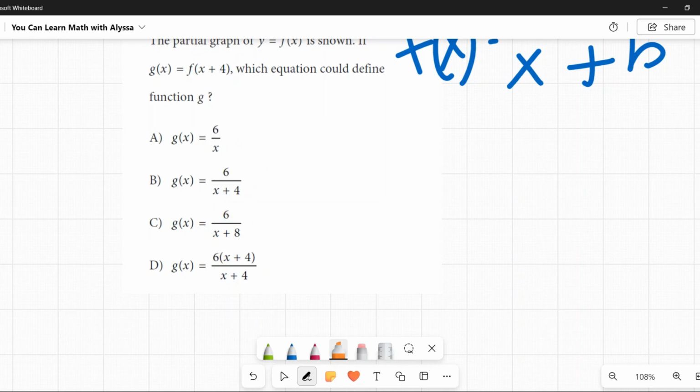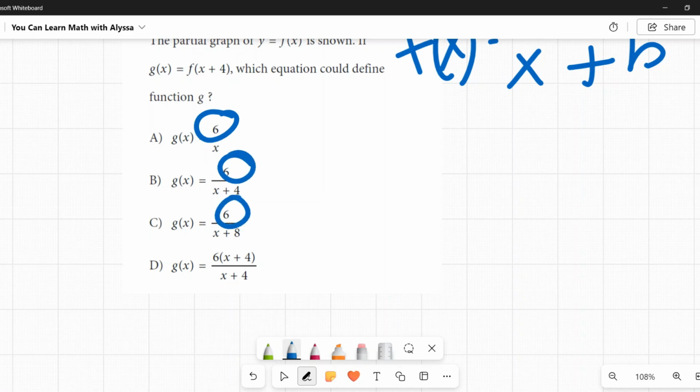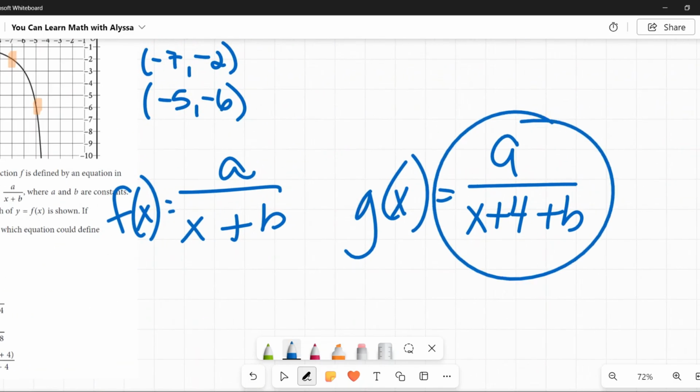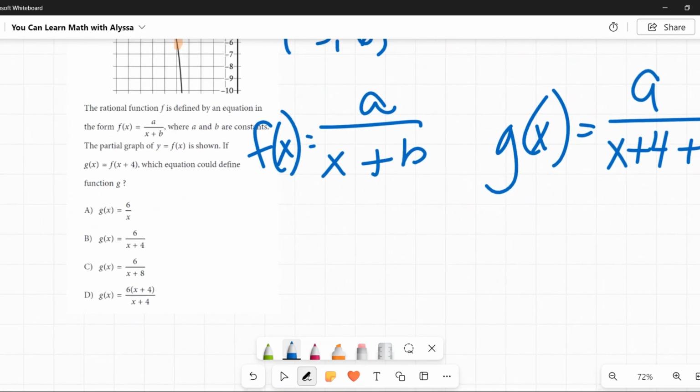So my logical assumption at that point is, the a on top, nothing's changing. The only thing that's changing is on the bottom. So this one with the x plus 4 on the top seems ridiculous, because I already know g of x is just going to be a over x plus 4 plus b. Now, are there circumstances where you have to simplify and multiply things on top and bottom?